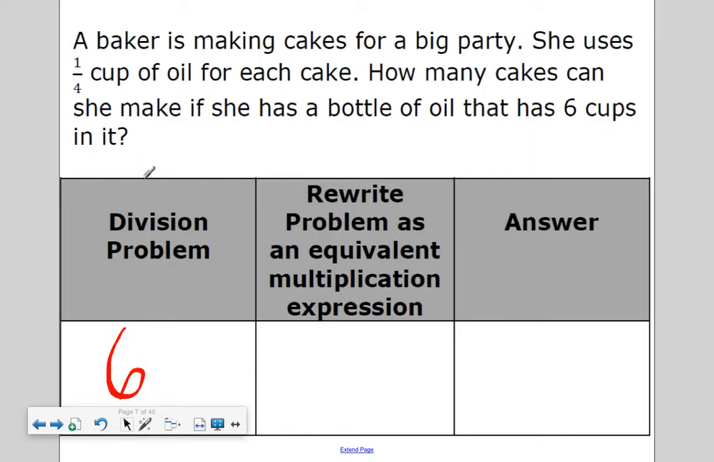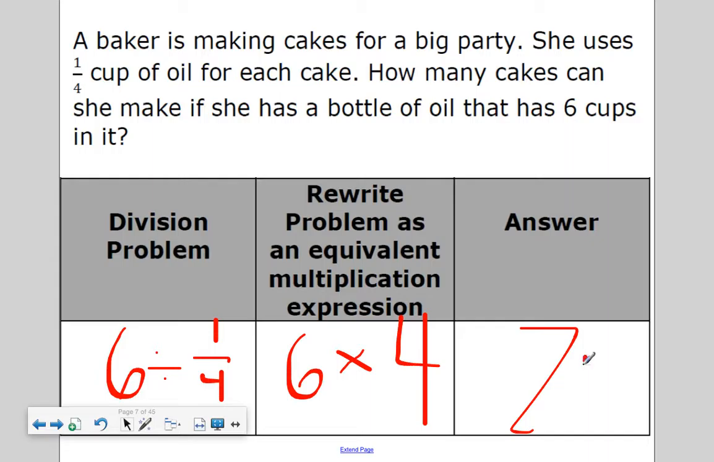So she starts with 6 cups. They want to know how many 1/4 cups go into here. That's like repeated subtraction, which is just an example of division. So 6 divided by 1/4. How many groups of 1/4 can build into 6? I want to rewrite this as an equivalent multiplication expression. So I keep 6, I multiply by its reciprocal, and the answer is 24. So again, how do you divide fractions? You keep the first number and then you multiply by its reciprocal.